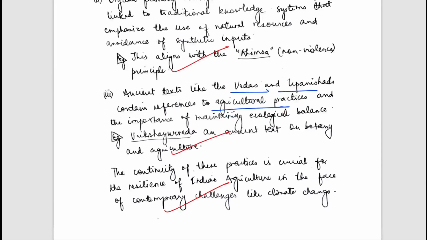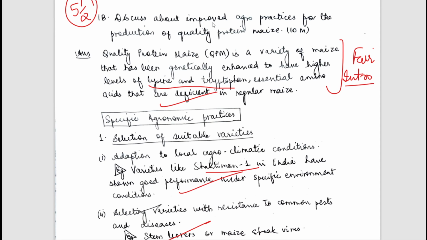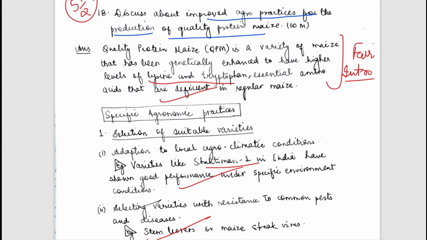So now let's move to the next question. The next question is: discuss improved agro practices for the production of quality protein maize. Quality protein maize obviously has high amounts of protein in it. So you will see its production, or you can say agro practices for its good production.